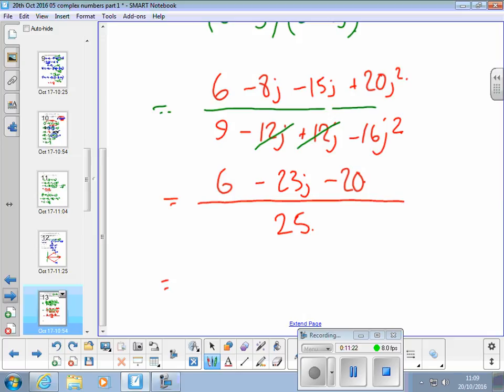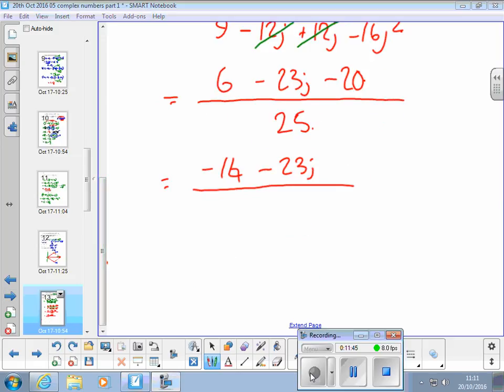So we can bring these two constants together up the top here. 6 minus 20 is minus 14 minus 23j. Yeah. Minus 23j on the top line, and we've got 25 underneath. Okay. What we can do is say that is equal to minus 14 over 25 minus 23 over 25j.